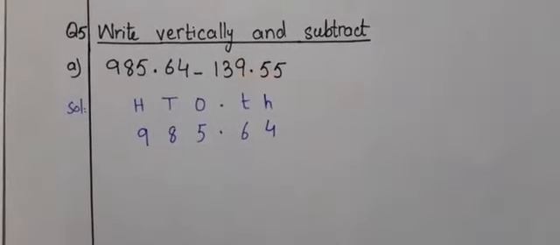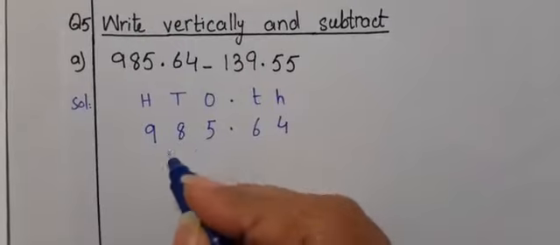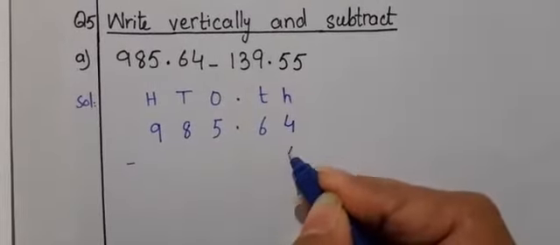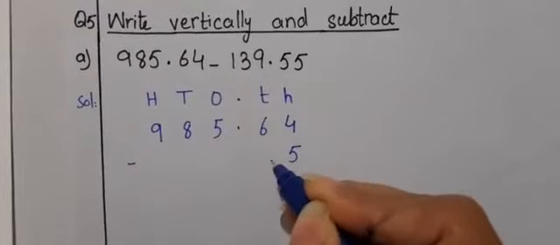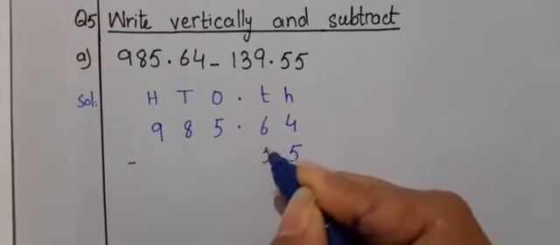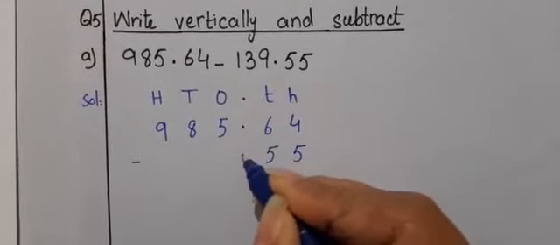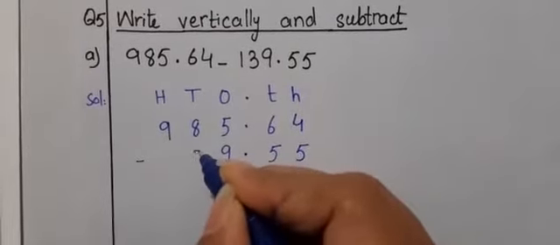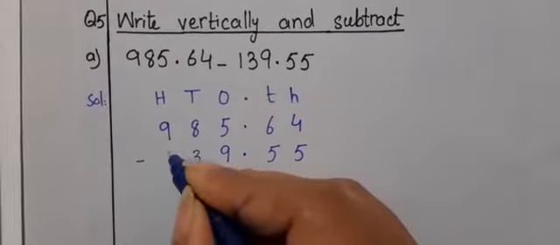Do sums like this vertically, and then we will write the subtraction sign and 5 under 4, then 5 under 6, then decimal point under decimal point, 9 under 5, 3 under 8, and 1 under 9.